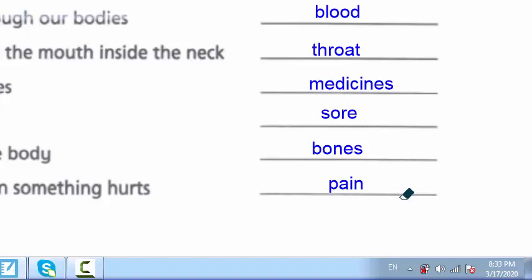This is first. Second, homework: you will have a worksheet on our website. In our website you can do the electronic worksheet according to this page.